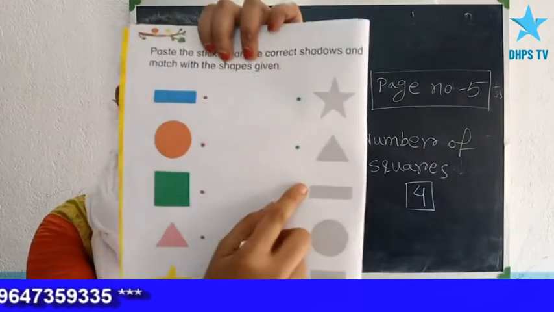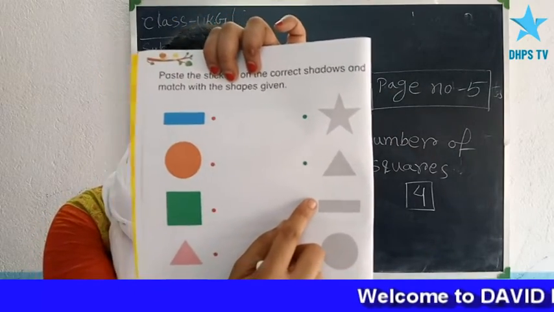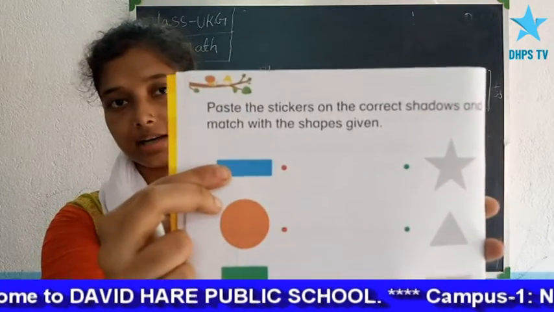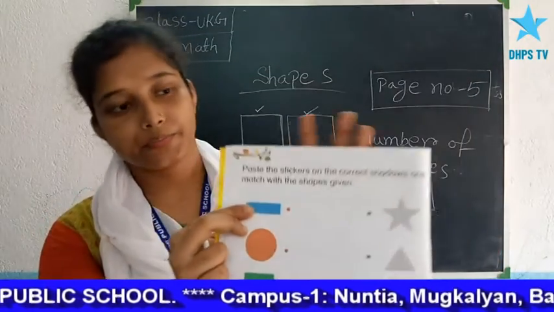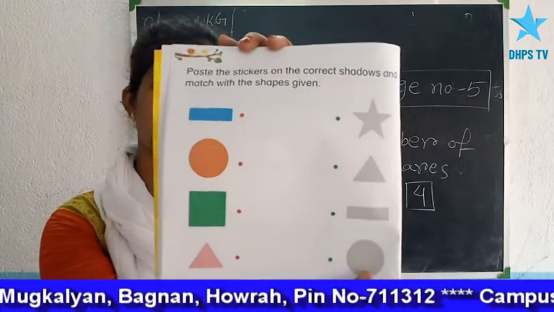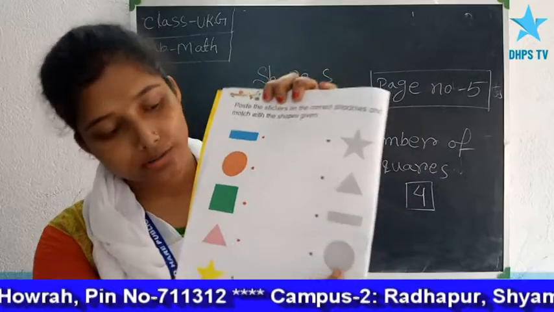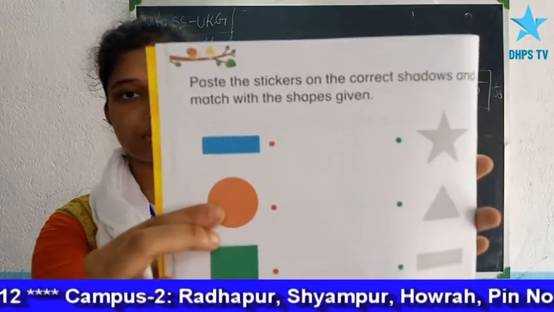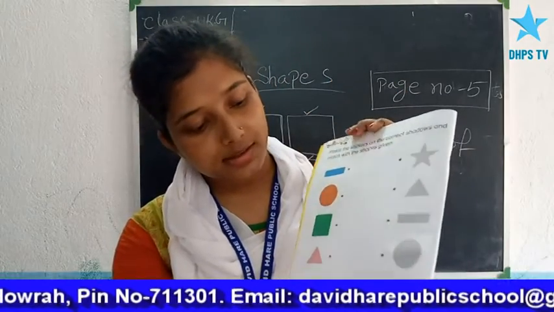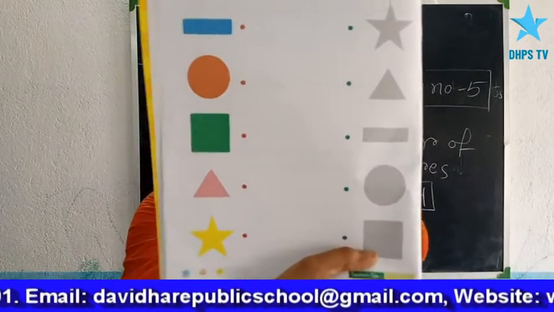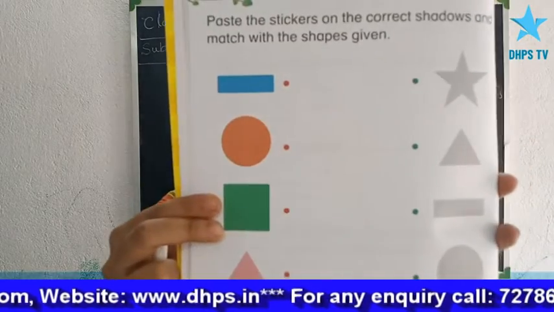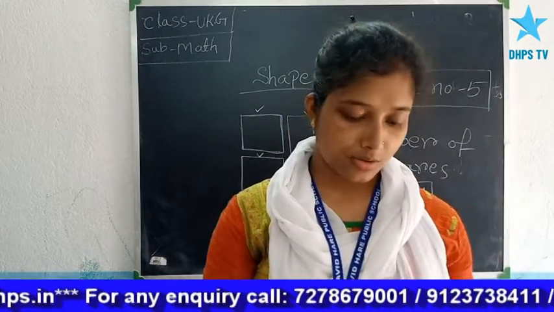Next, what is this? This looks like a rectangle. And see, here in blue color, there also is a rectangle. So just connect them. Next, this is a round shape, shadow of the ball, and here is also the same shape. So just connect them. And next, the last one, this is a square and this is also a square in green color. So just connect them.